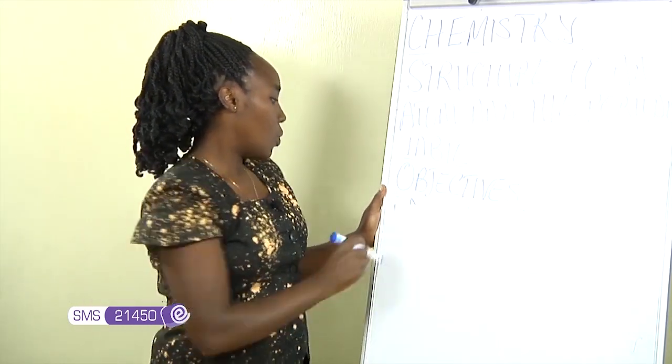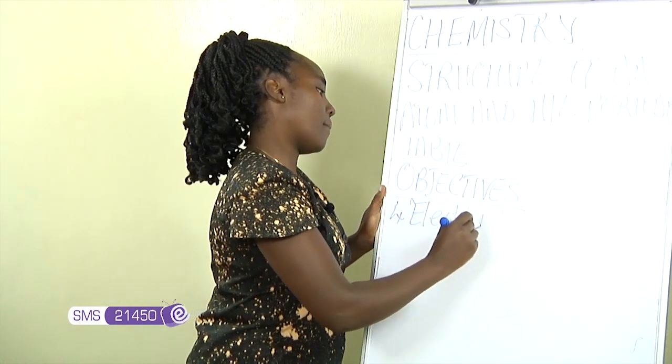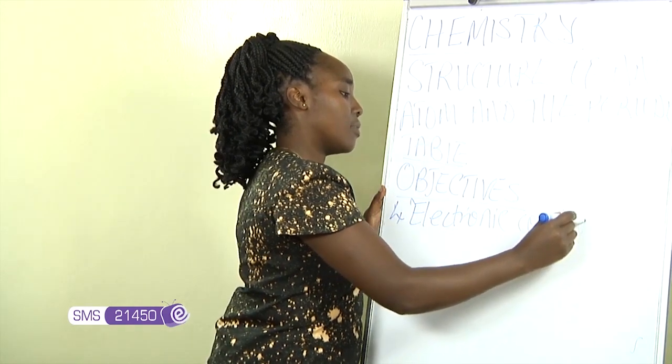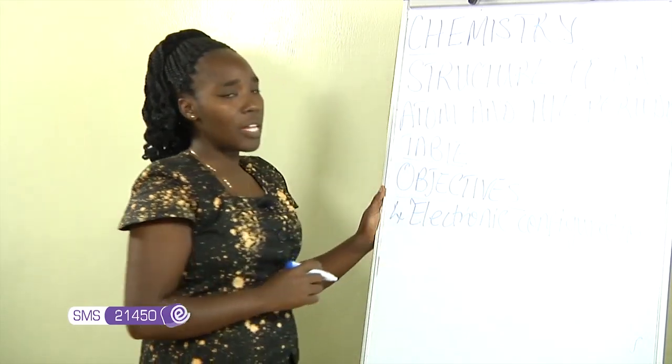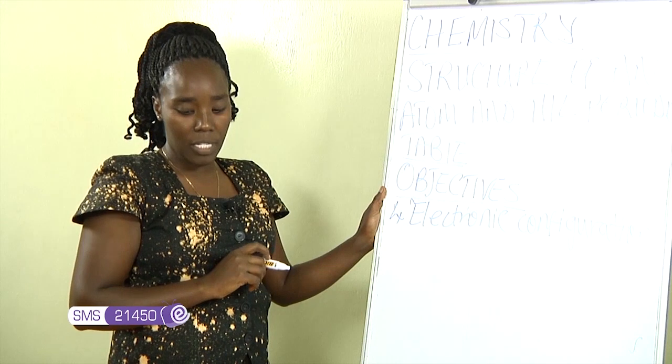Objective number 4, we are going to look at also the electronic configuration of the various atoms that we are going to learn from the periodic table.